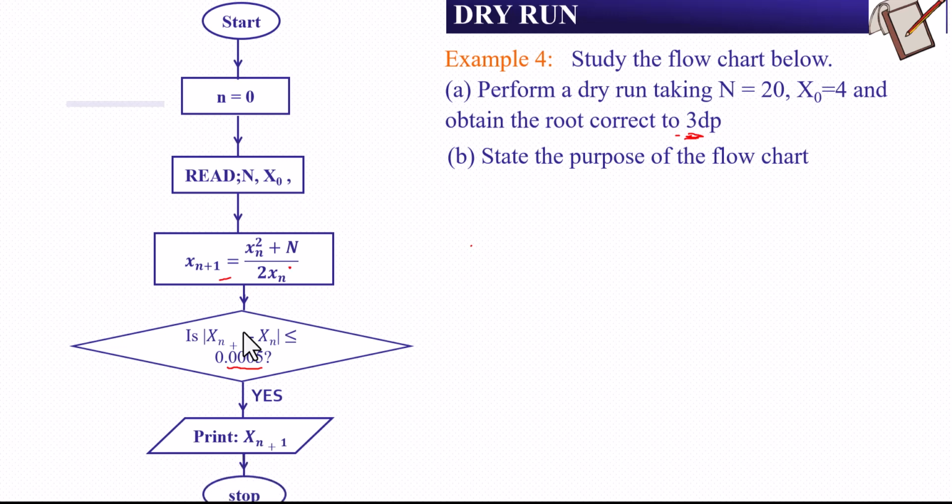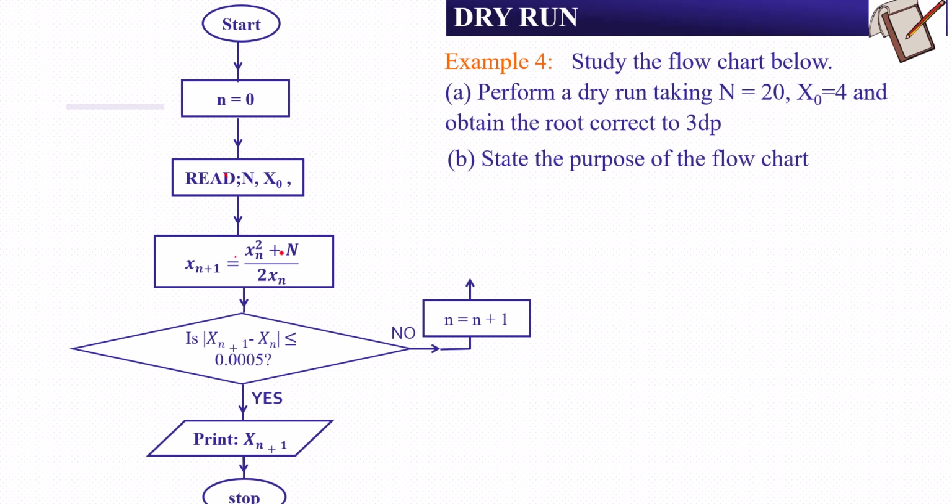How about if it's a no? If the magnitude of xn plus 1 minus xn is not less than 0.0005, then we go and increase the value of n. Initially, our value of n was 0. Now, when we increase the value of n by 1, our n becomes 0 plus 1, so our n will now become a 1.